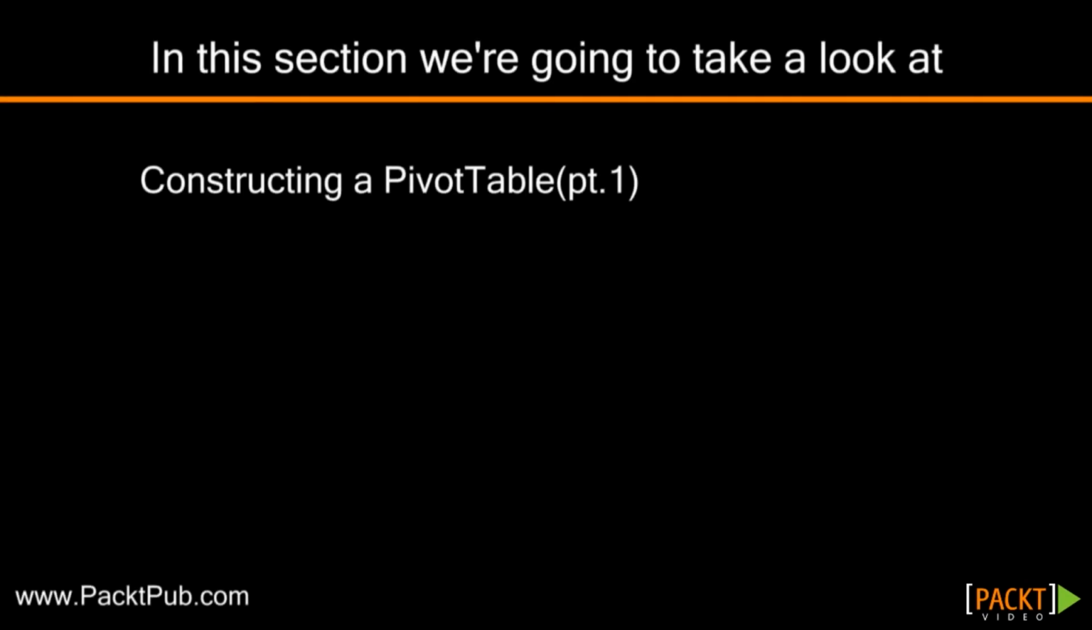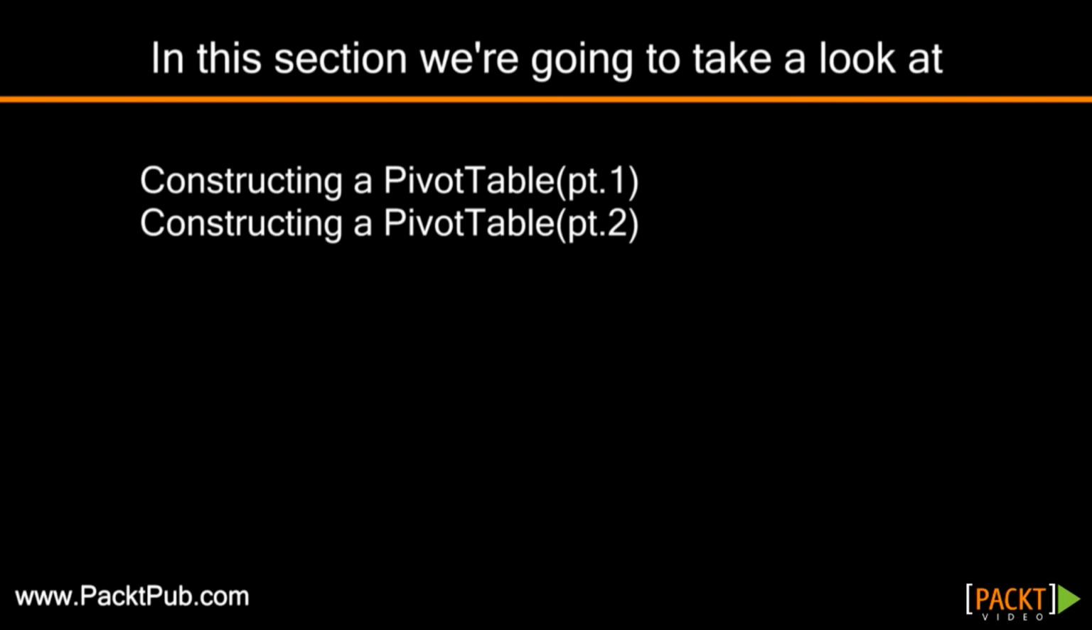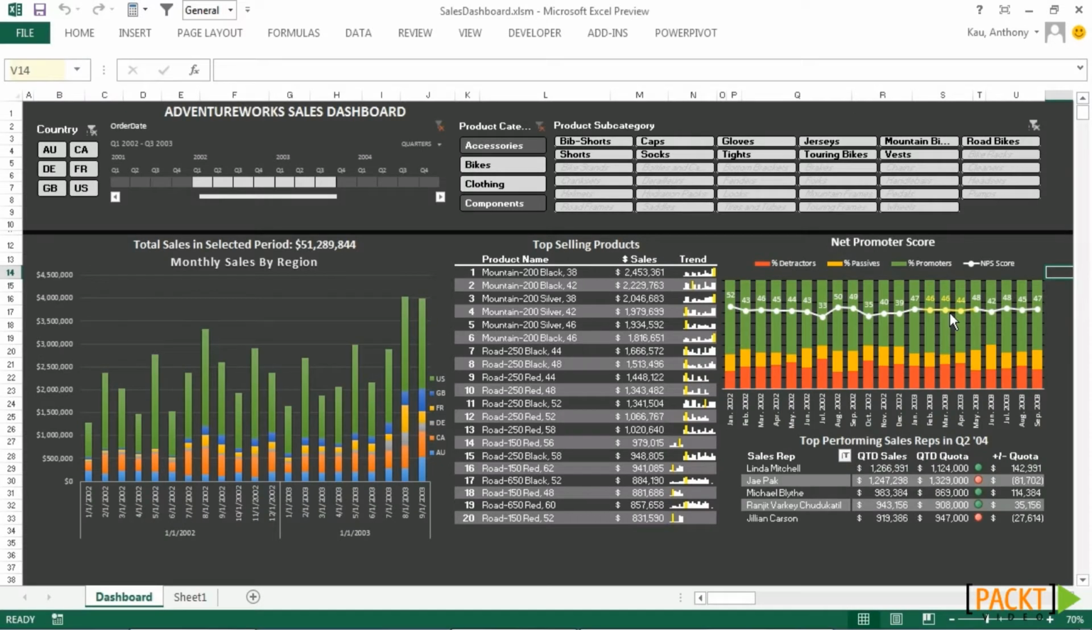In our previous video, we constructed our first 3 pivot tables. And now we're going to finish it up with our second 2 pivot tables. Let's get started. First, we'll tackle our Net Promoter Score pivot table in order to make this chart.